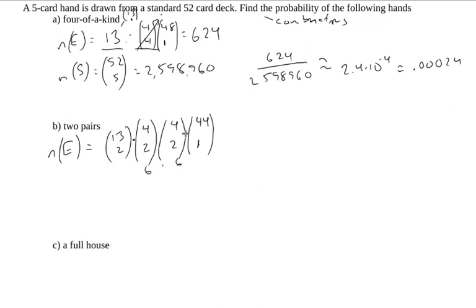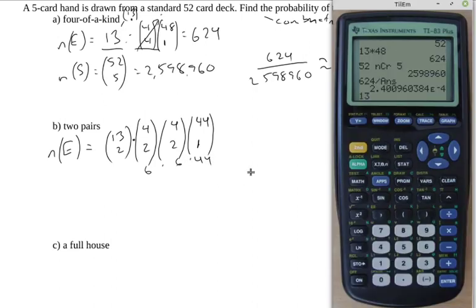13 choose 2. 44 choose 1 is just 44. So let's figure out what number this is. 13 choose 2, times 6 times 6 times 44 is 123,552.